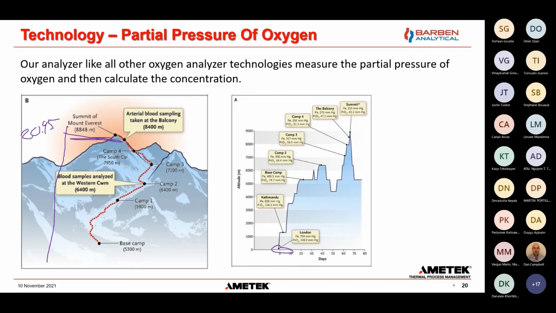And since the concentration is the same, that means the partial pressure of oxygen is 148 in London, and it is only 43 millimeters of mercury at the summit. So that is a lot less up there. Because your lungs, your respiration system, work on a partial pressure of oxygen, without the partial pressure you just cannot breathe properly unless you acclimate properly. So it's all about the partial pressure.